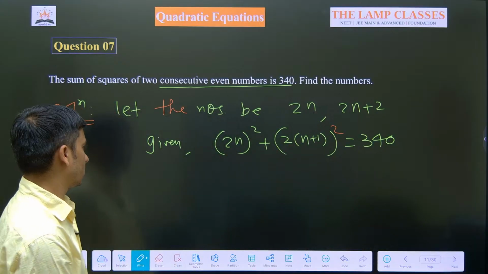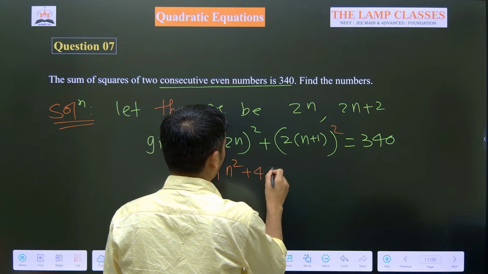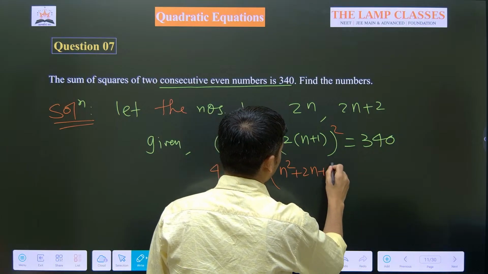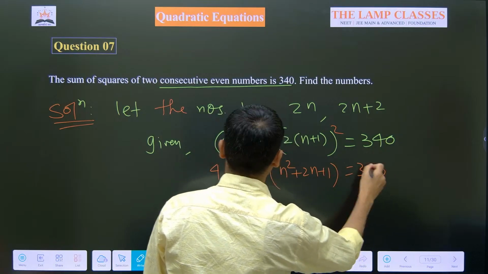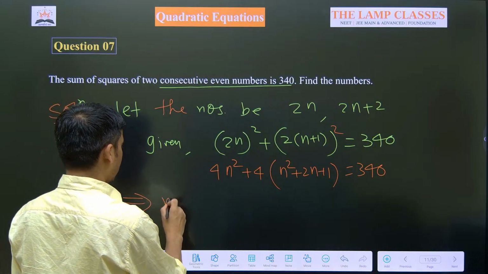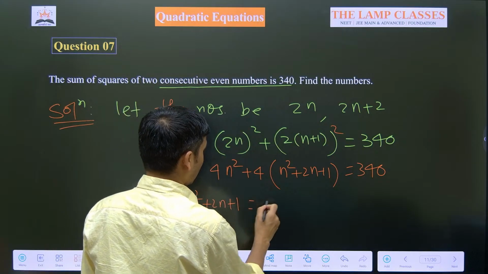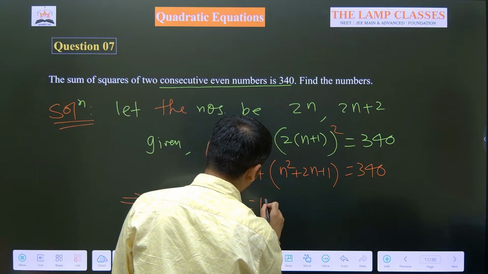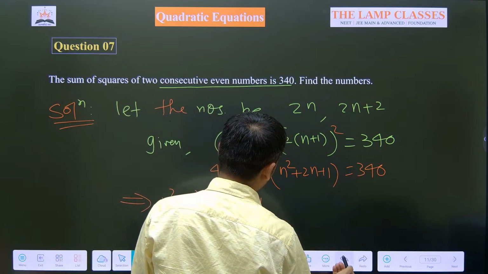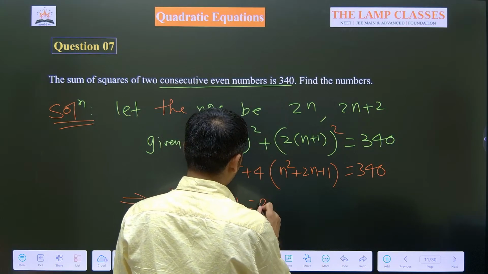Let's solve this. So 4n square plus 4 times (n plus 1) square is equal to 340. Divide both the sides by 4. So we get n square plus (n plus 1) square. 340 upon 4 will be 170? Yeah, it is 85.